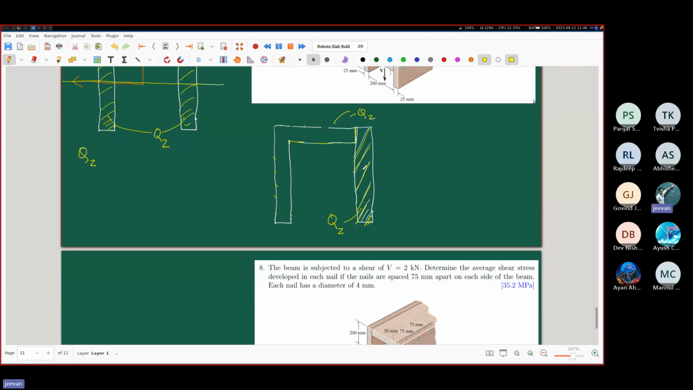Because when you are doing this Q, you are basically taking the first moment of area about the neutral axis. You're basically doing an integration of y dA, is it not? Yes. So when you are doing that integration of y dA, the moment you break the symmetry about the vertical axis, it creates a problem.